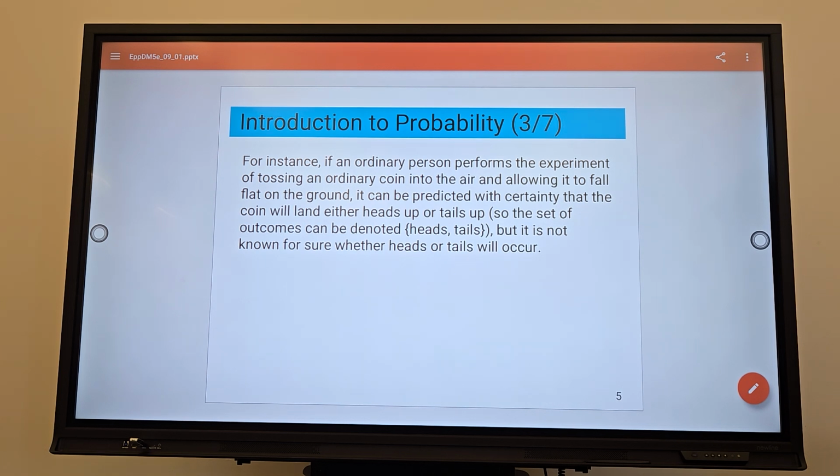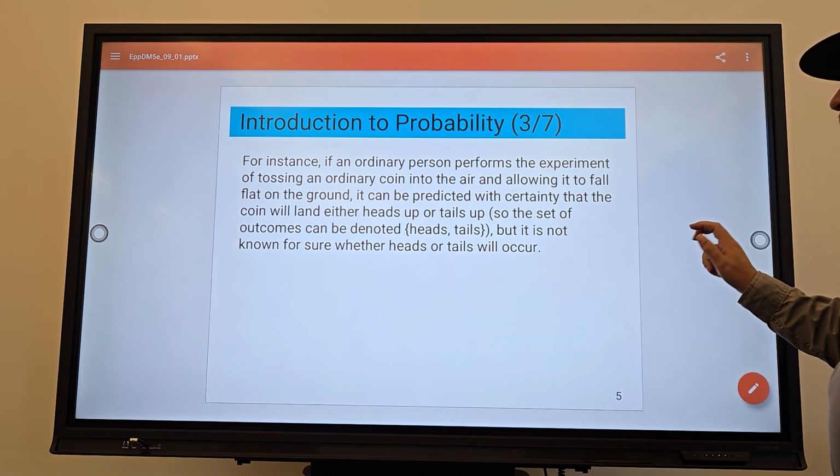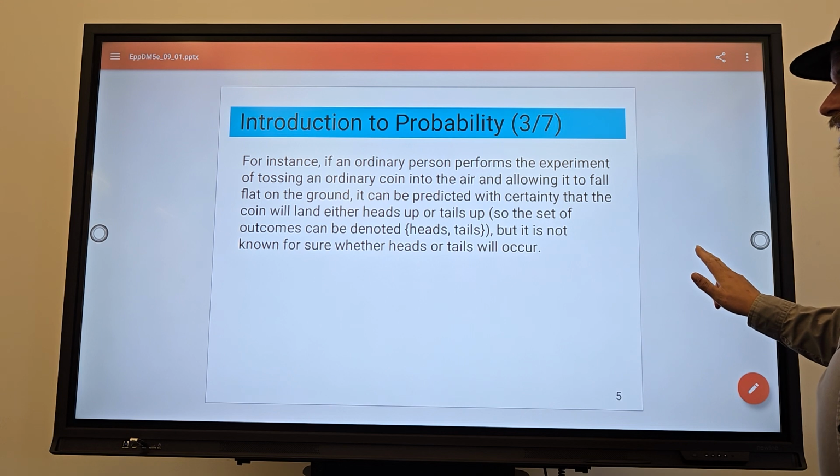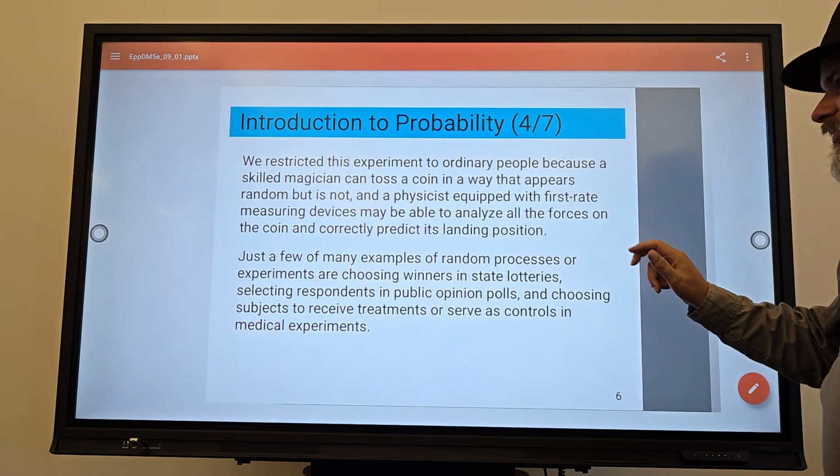For instance, if an ordinary person performs the experiment of tossing an ordinary coin into the air and allowing it to fall flat on the ground, it can be predicted with certainty that the coin will land either heads up or tails up. But it is not known for sure whether heads or tails will occur. The set of outcomes can be denoted, using the set notation from earlier this semester, as {heads, tails}. Or it could be 1 or 0, true or false, what have you.